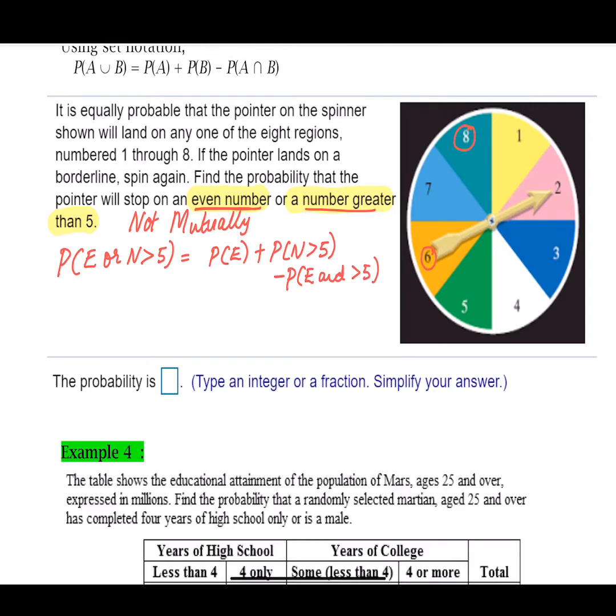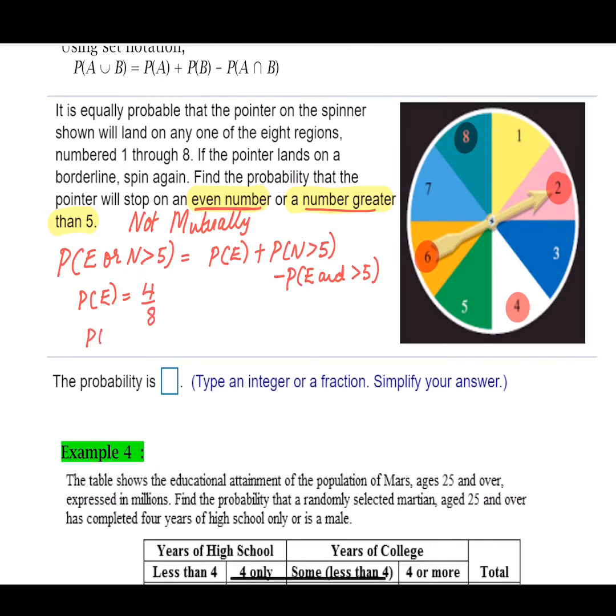So let's go ahead and first find out what is the probability of an even number. How many even numbers do I have? I'm going to go ahead and highlight them in red. So 1, 2, 3, 4. So I have 4 even numbers. So it's 4 over 8.